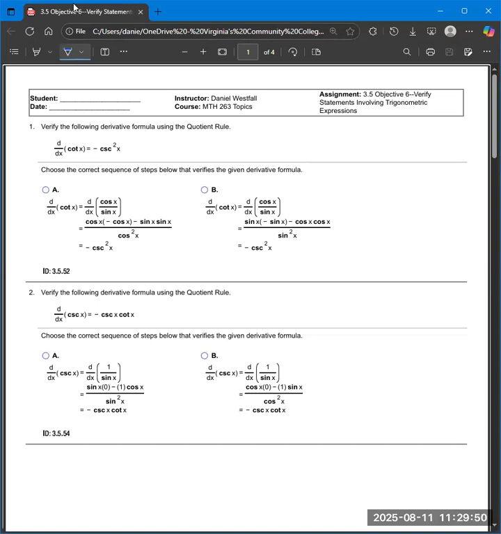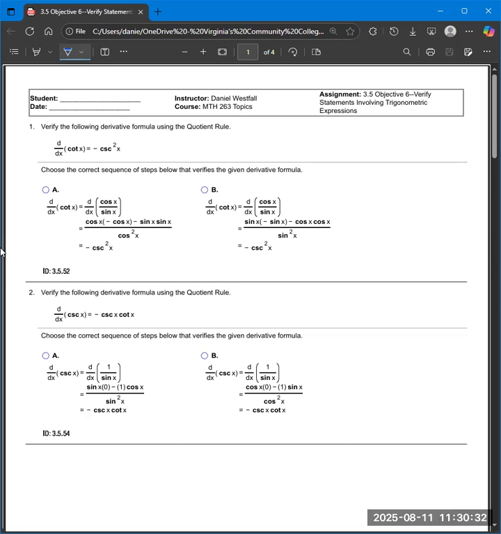So how would we verify that the derivative of cotangent is negative cosecant squared? We'd have to use the quotient rule, and we'd have to take the derivative of cosine over sine. And so that's going to be b. Here, cosine over sine, the derivative of cosine is going to be negative sine. Leave the denominator sine alone, minus the derivative of sine is cosine. Leave the numerator of cosine alone. Denominator of sine gets squared, and then it's negative sine squared plus cosine squared.